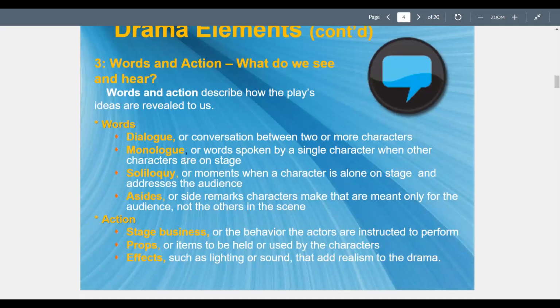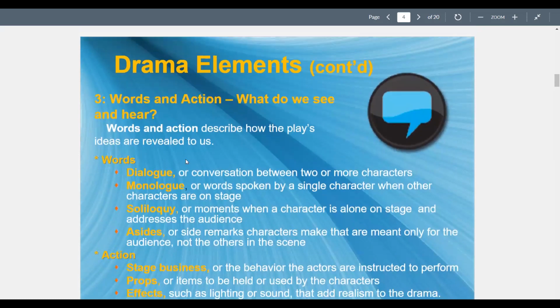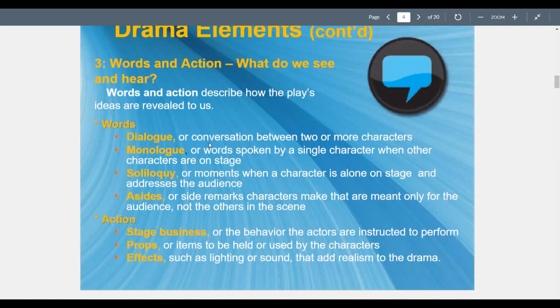Then we want to focus on the words and action, especially when you're reading a play, you don't get to see everything going on, but even when you are seeing what's going on, you can't pay attention to every little detail that's going on in the stage. So you have to listen to understand what's going on as well. Words and action describe how the play's ideas are going to be revealed to us. With words, that's the majority of a play.